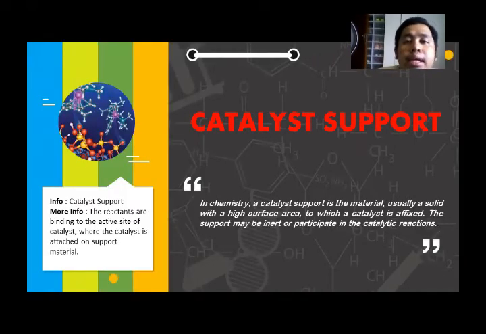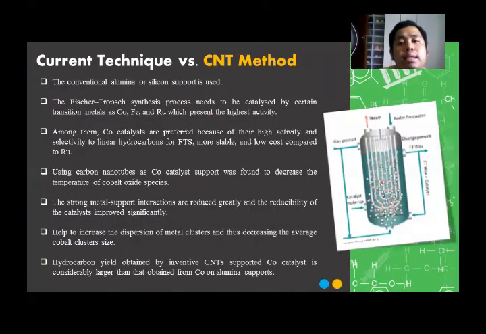Next application is the catalyst support. So in chemistry, a catalyst support is the material, usually a solid with a high surface area, to which a catalyst is attached. The support may be inert or participate in the catalytic reactions. So current technique versus the CNT method is where the conventional alumina or silica supports are used.